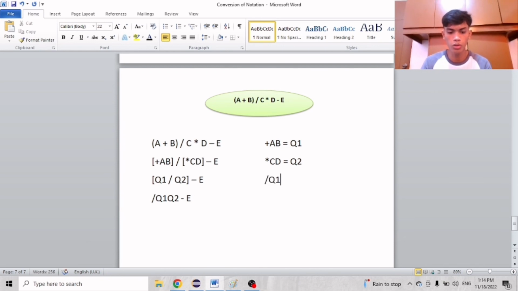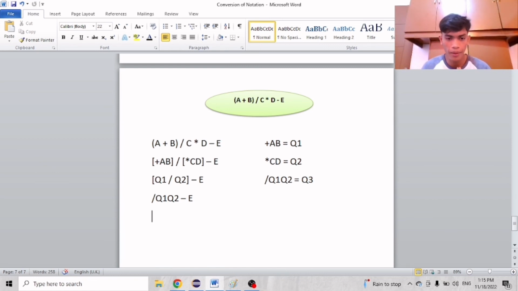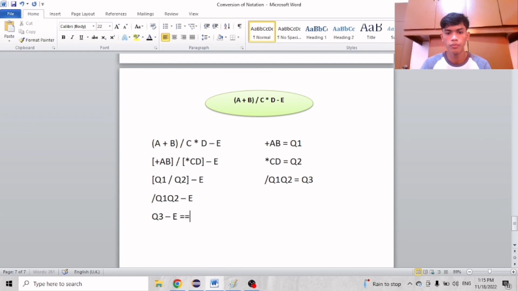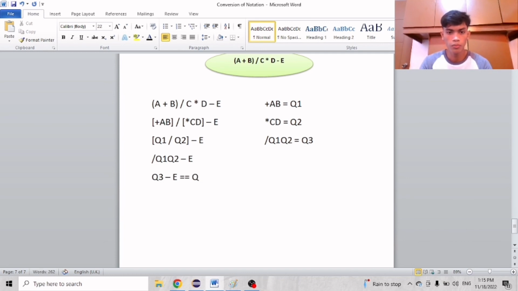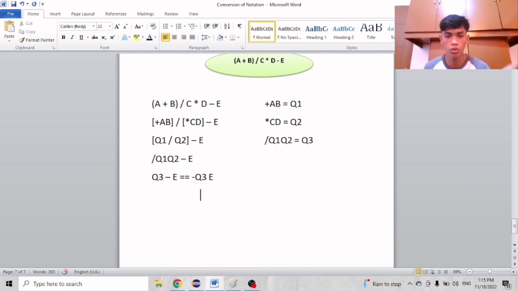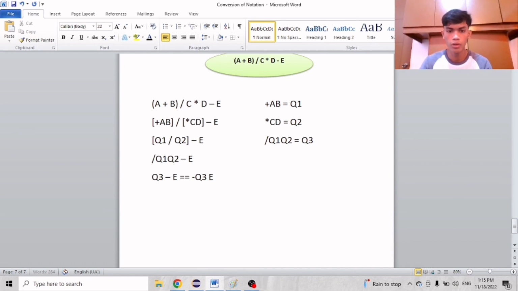Then we convert the Q1 and Q2 into Q3 for simplicity. So now we start with Q3 minus E. We put the operator first, then Q3 E. We convert Q3 back into its old version. So Q1 Q2 E.